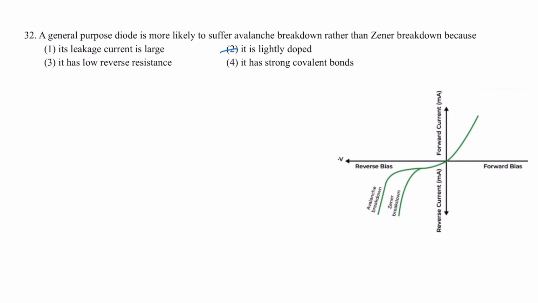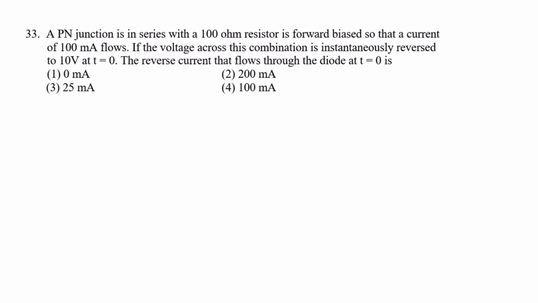This avalanche breakdown will occur at more than 6 volts, and Zener breakdown will occur at less than 6 volts. This general purpose diode is more likely to suffer avalanche breakdown rather than Zener breakdown because general purpose diodes are lightly doped. Avalanche breakdown is due to collision of ions, having positive temperature coefficient, and happens at greater than 6 volts due to low doping concentration. Correct option is 2. Next question.